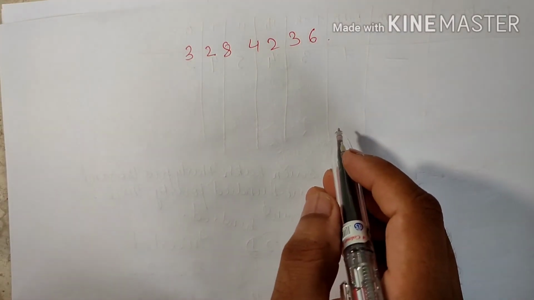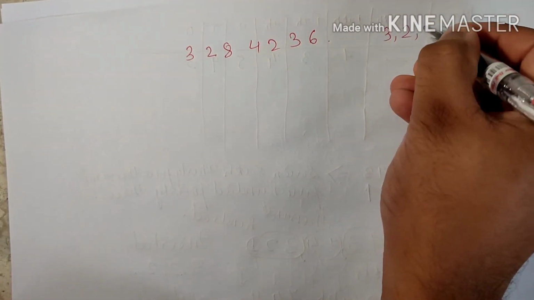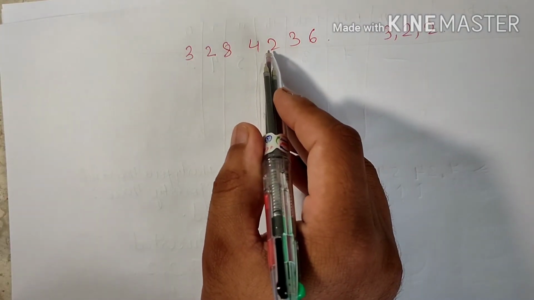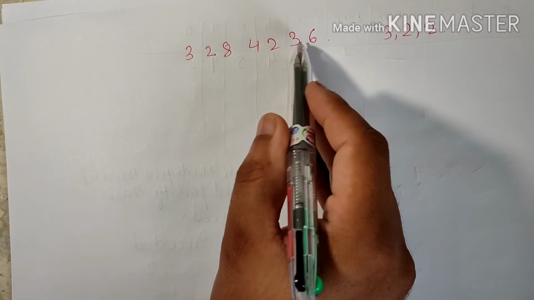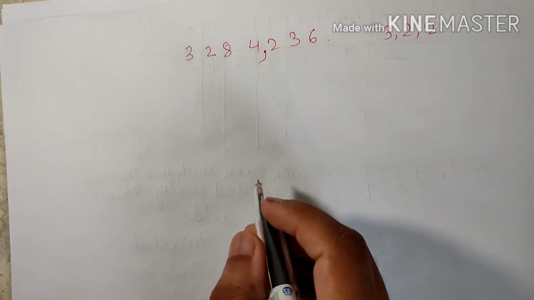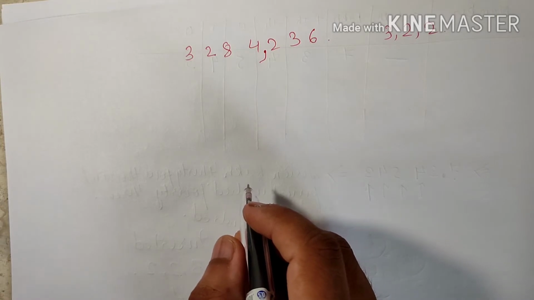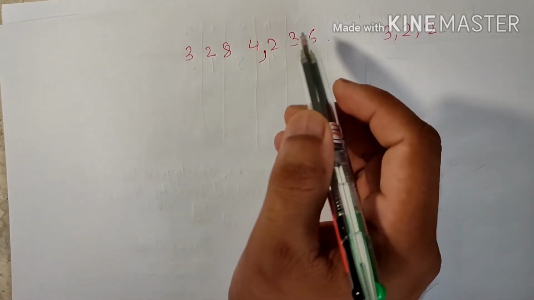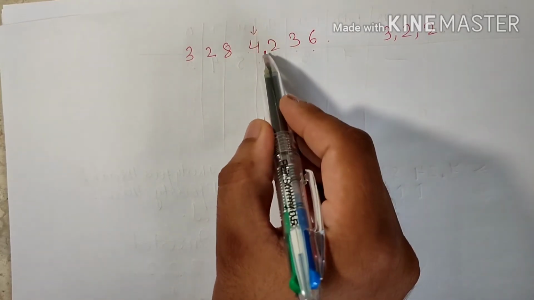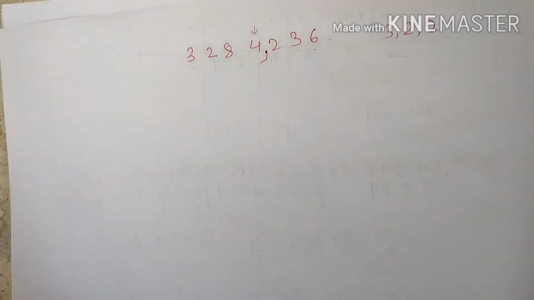So I told you we have to follow the 3-2-2 rule. So first, starting from the right hand corner, the first comma will be in the third place: 1, 2, 3. The first comma will come here. So it will mark the 1000. Since I told you ones, tens, 100, 1000, this number along with this comma will mark the 1000 place.